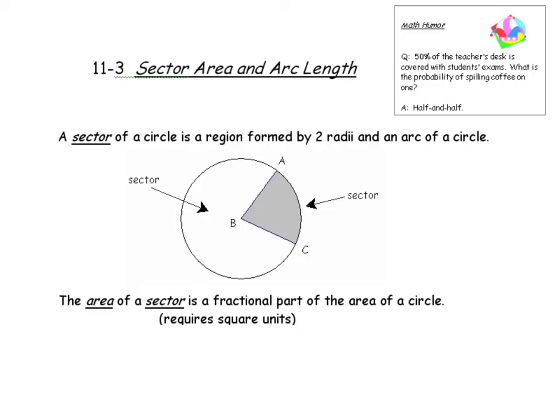So this section, 11.3, is all about sector area and sector length, okay? A sector is a region that's formed by two radii and the arc. So it's like a pie slice, this pie slice here. The area of a sector is simply a fractional part of the circle, all right? So if I want to find the area of a pie piece, it's just a fractional part of this whole circle here.